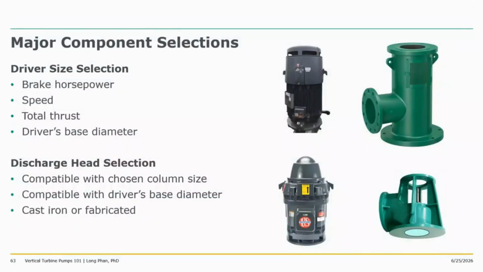So on the very top, you will have the driver, right? So how do you select a driver? Really, for the driver, you have to look at the brake horsepower and the speed. You have 3600, 2-pole, 4-pole, 1800, 1200, and as you go lower, it gets more expensive. Then total thrust, the driver base fit, and then the discharge head, right? The discharge head has to be selected so that it can fit with the column size below, and then fit with the driver above it. That is compatible with the driver base diameter, and the head could be cast iron or fabricated.